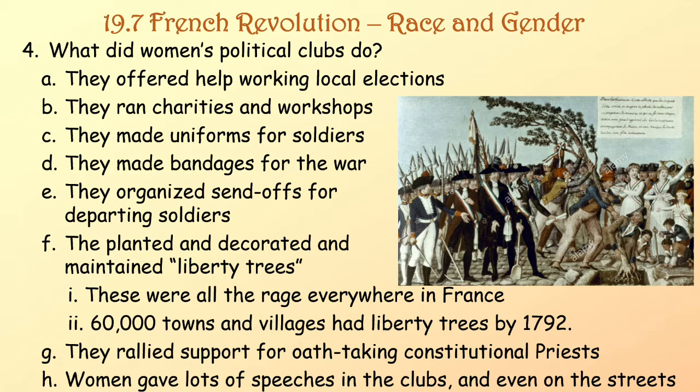So what did women's political clubs do? They offered help working local elections. They ran charities and workshops. They made uniforms for soldiers. They made bandages for the war. They organized send-offs for departing soldiers. They planted and decorated and maintained liberty trees, and liberty trees were all the rage everywhere in France. 60,000 towns and villages had liberty trees by 1792. They rallied support for oath-taking constitutional priests. Women gave lots of speeches in the clubs and even on the streets.